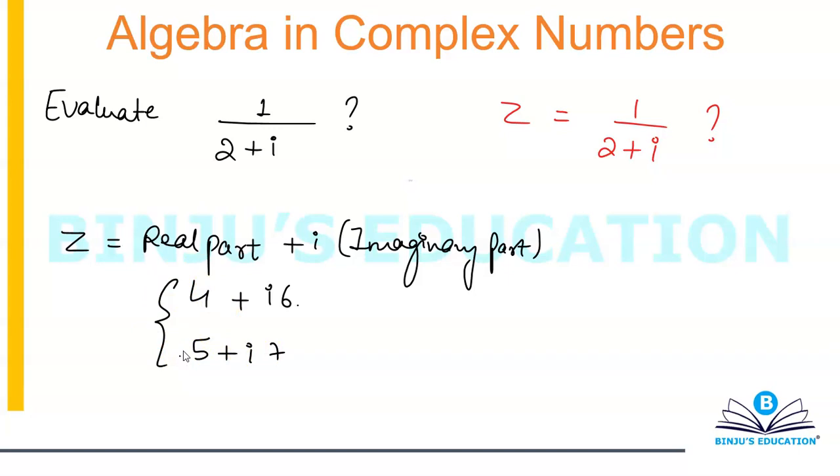The problem with 1 over 2 plus iota is that if someone asks you what is the real part and what is the imaginary part of this complex number, you don't have an answer to that. How would you figure out the real part or the imaginary part? Can you tell me what the real part is? No, you do not know. What is the imaginary part? You do not know.